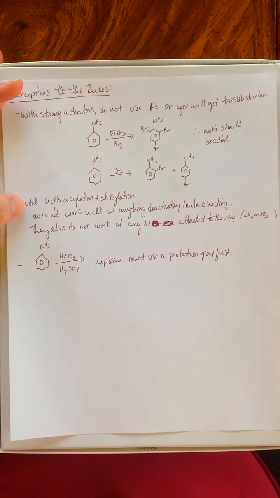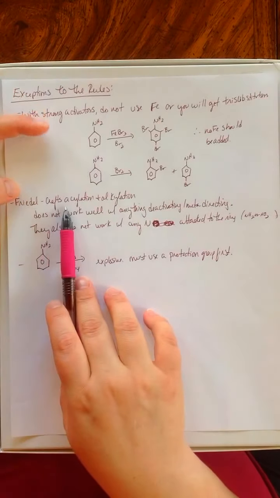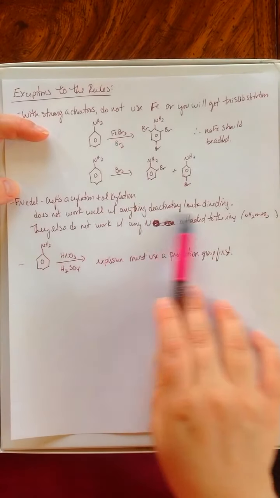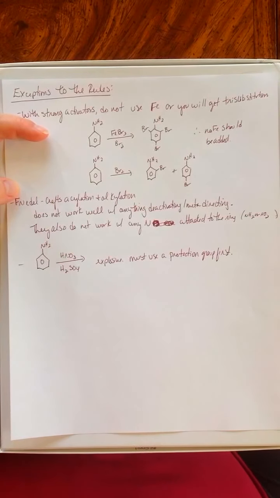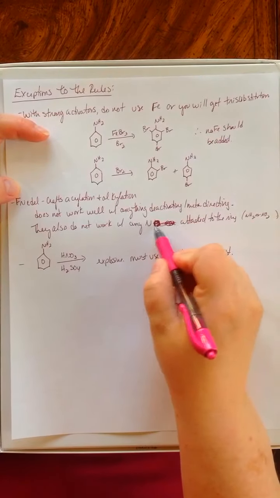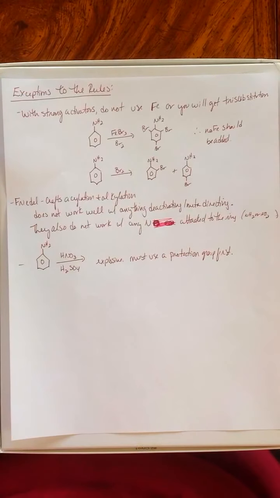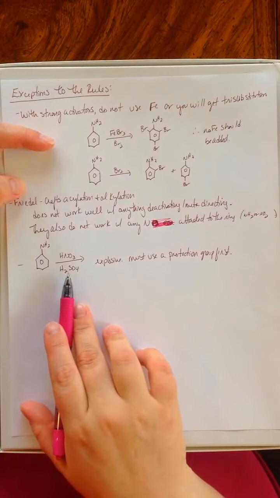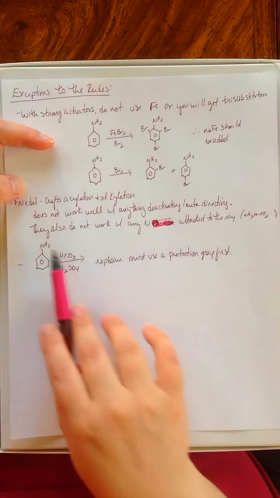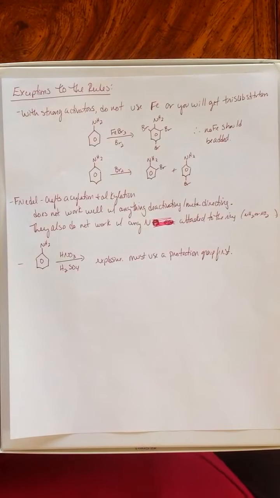When we do Friedel-Crafts acylation and alkylation, that's not going to work well with anything deactivating, but the strongly deactivating really is not going to work very well. They also don't work with any nitrogen attached to the ring. So be very wary of using that. A lot of times what you find is that you just got to go through and put a Br on there and then maybe replace it. This guy's explosive, so we actually just have to add a protecting group on that nitrogen before you even go through the process of adding HNO3 and H2SO4.